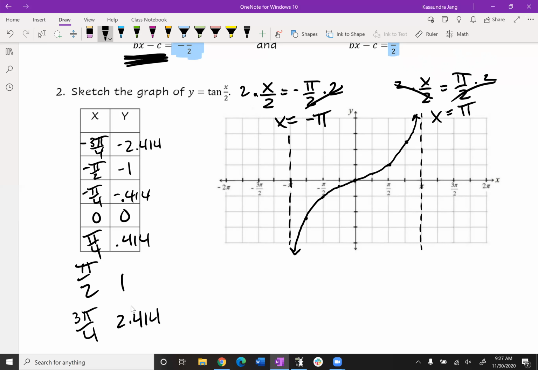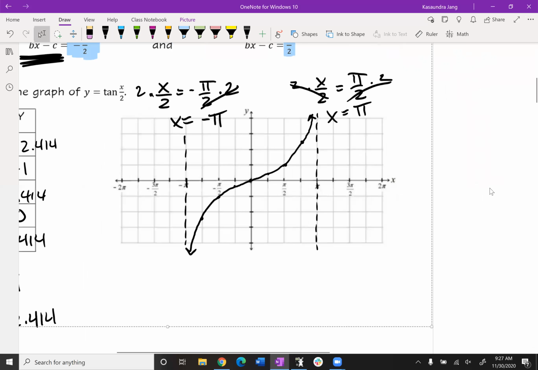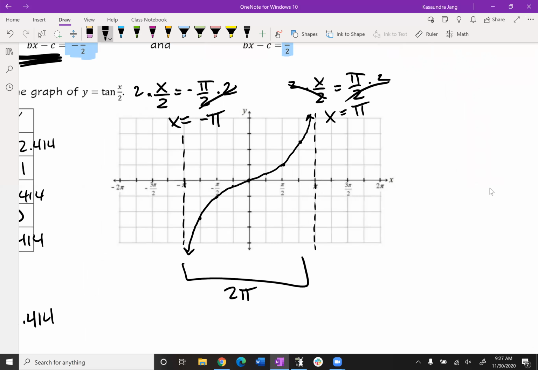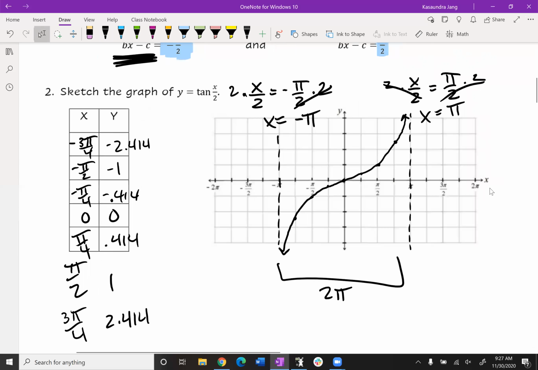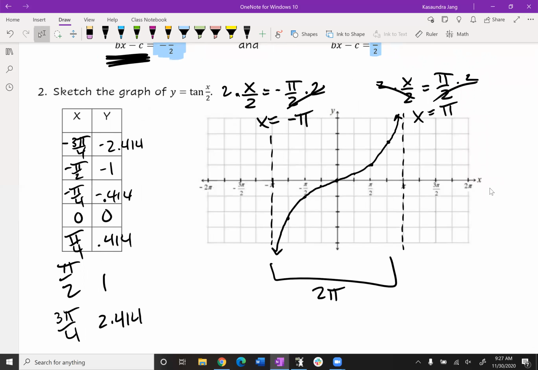So that's one of the cycles. And if I kept this going, I would repeat it again. This is a distance of 2 pi now, right? I'd have to go out to 3 pi for another asymptote at 3 pi, and it would have this same shape. That's just one of the cycles. Okay, any questions?